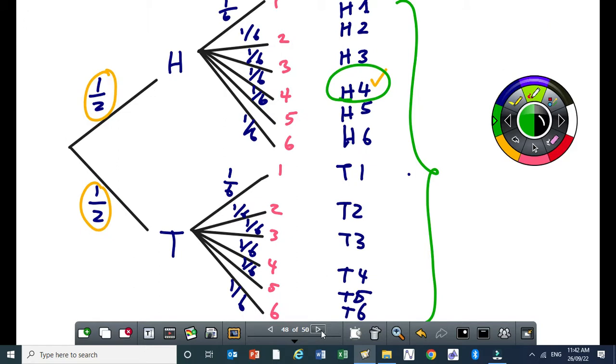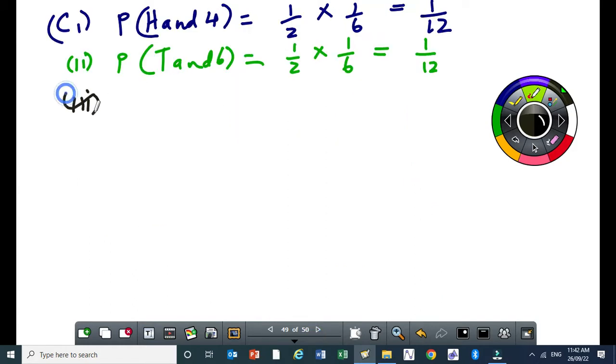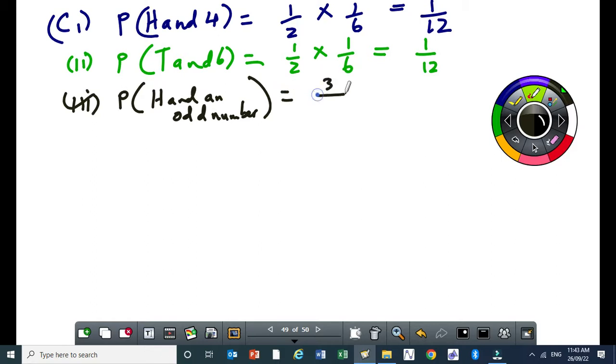Okay. Then, the probability of getting an H and an odd number. Now, this one has got many possibilities. So, we're going to get an H and an odd number. We have got that one, that one, and that one. Those are the three possible outcomes. Right? Now, there are two ways of getting that answer. I'll show you both ways. You can get the answer from the tree diagram. So how many possibilities here? For how many outcomes? Three. Three out of what? 12. So, you can write P(H and an odd number) as 3 over 12 straight away, which is a quarter. That's one way.